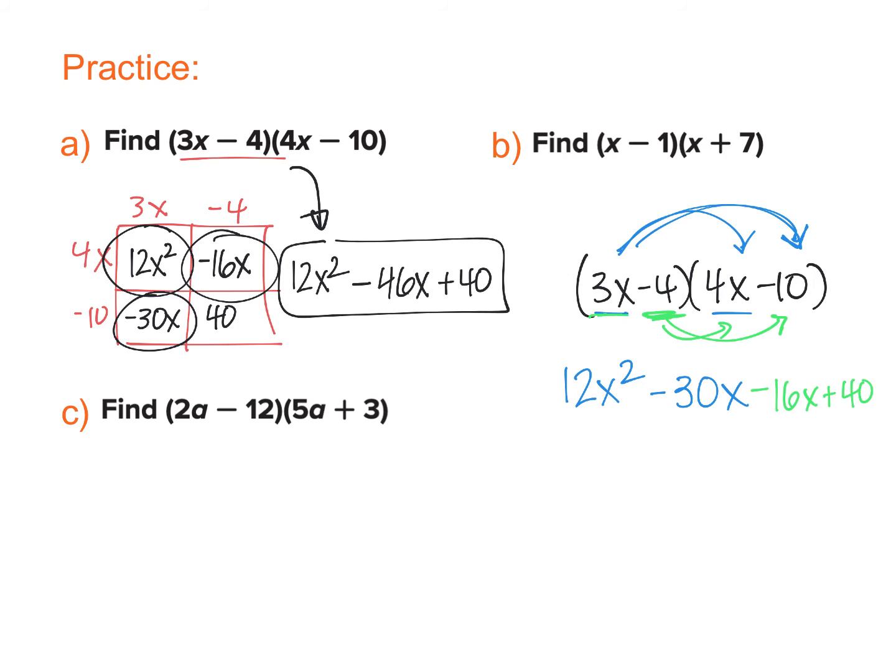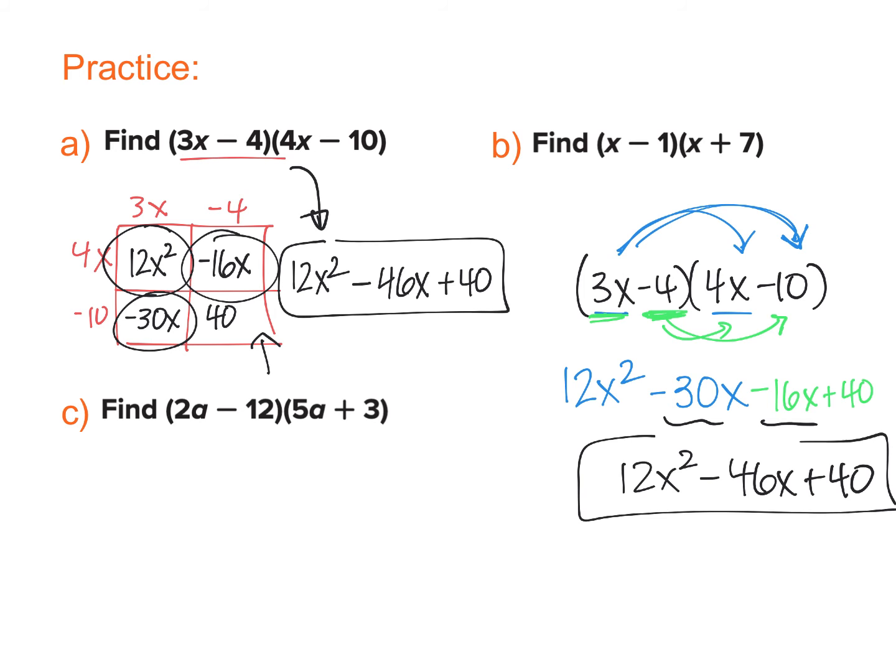So again, basically you're doing the first thing times everything in the back, and the second thing times everything in the back. And then, just like we did when we were using our generic rectangles, you just combine like terms. So if I combine these x's, I end up with 12x squared minus 46x plus 40. So I got the same thing both ways I did it. So you can choose which way you like to do it. So hopefully you tried these yesterday, but if you didn't, we'll get to some more of them today.